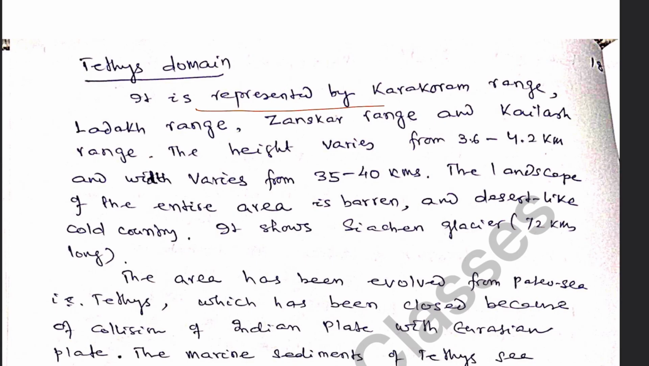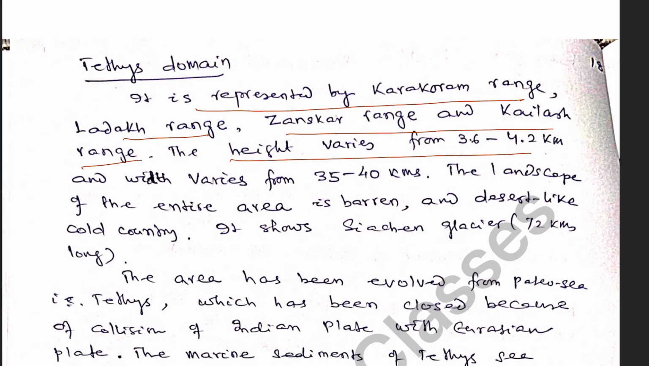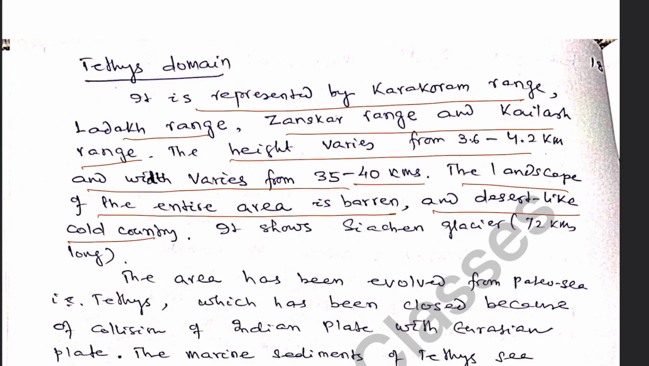It is represented by the Karakoram range, Ladakh range, Zanskar range and Kailash range. The height varies from 3.6 to 4.2 kilometers and the width varies from 35 to 40 kilometers. So it is the Tethyan zone towards the extreme north. The landscape of the entire area is barren and desert-like. It is a very cold country. It shows the Siachen glacier and some other glaciers, and the Siachen glacier is the major glacier in this region.